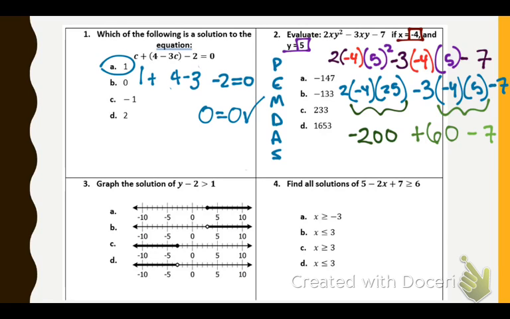It would not. This had 1 negative and 2 positives. This one has 2 negatives and a positive. You're good. All right, and then it doesn't matter what order you add and subtract in. Minus 200 plus 60. What do we get? They're different signs, so you find the difference. You subtract them. What's 200 minus 60? Negative 140. Minus 7, so what do we get? Negative 147. Negative 147, which would be the letter A.